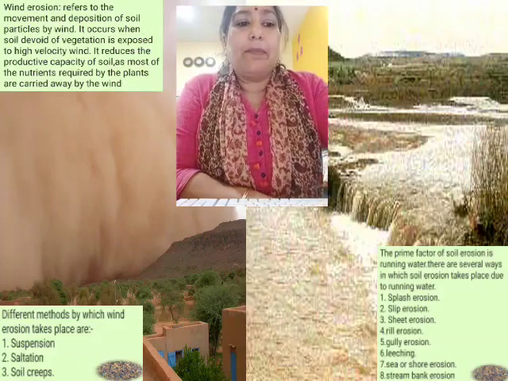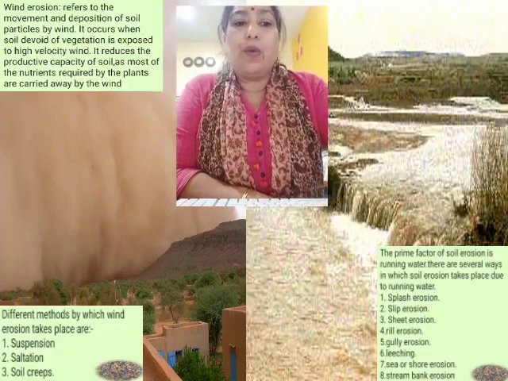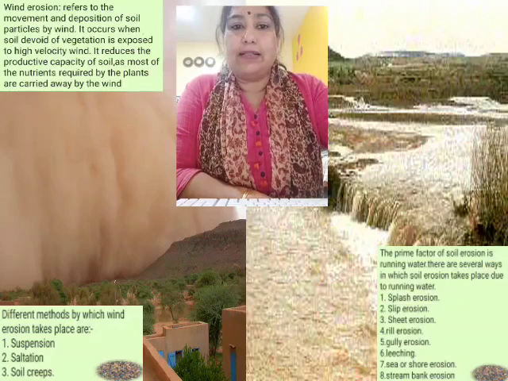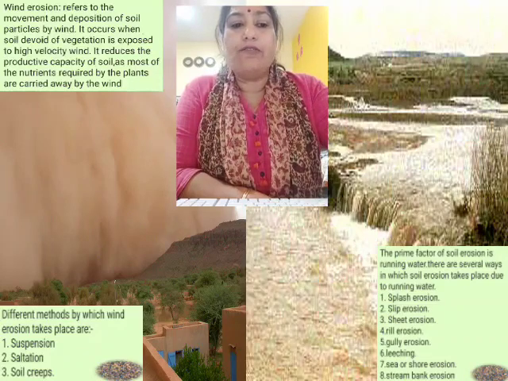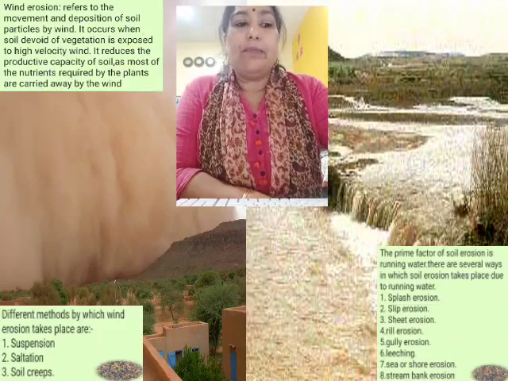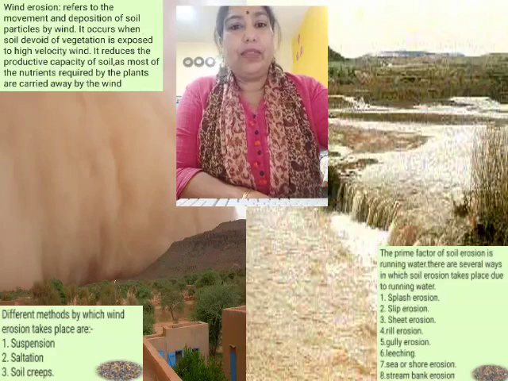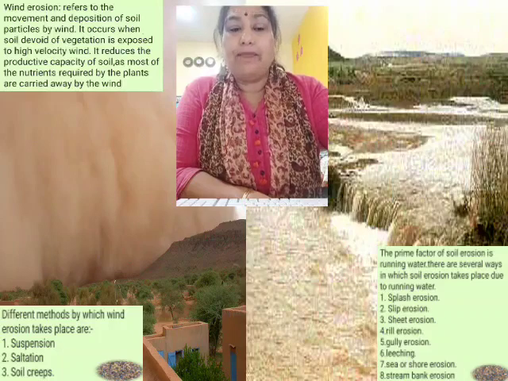Suspension. The particles less than 0.1 mm or the finest particles are detached into suspension as dust particles. Saltation. Wind moves soil particles of 0.1 to 0.5 mm in size in a bouncing and hopping fashion. This is called saltation. Soil creep. Wind moves soil particles of greater than 0.5 mm in size by rolling, and it is known as soil creep.